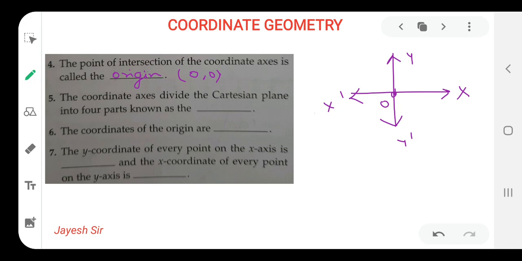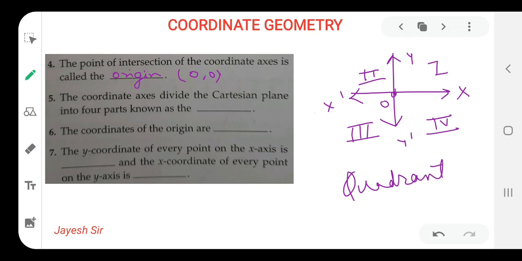The fifth question, as per the picture: the coordinate axes divide the Cartesian plane into 4 parts. Yes, the y-axis and x-axis divide the Cartesian plane into 4 parts. Which 4 parts? Known as first, second, third, fourth. These 4 parts that we are divided into, we are pronouncing as quadrants. So the answer for our second question would be quadrant. I hope you all might be getting it, friends. That was also an easier type of fill in the blanks, we can say.